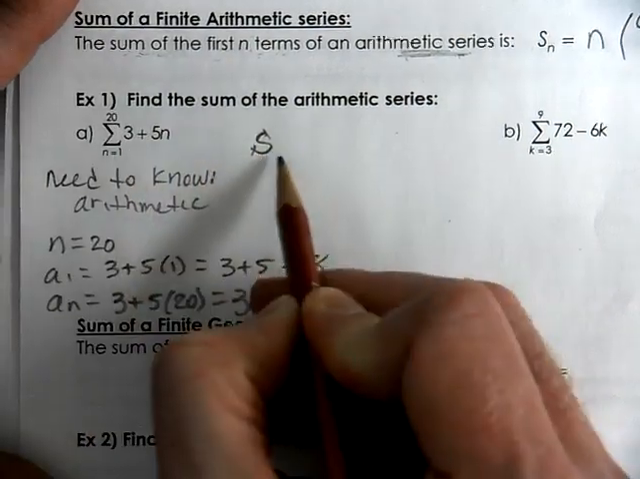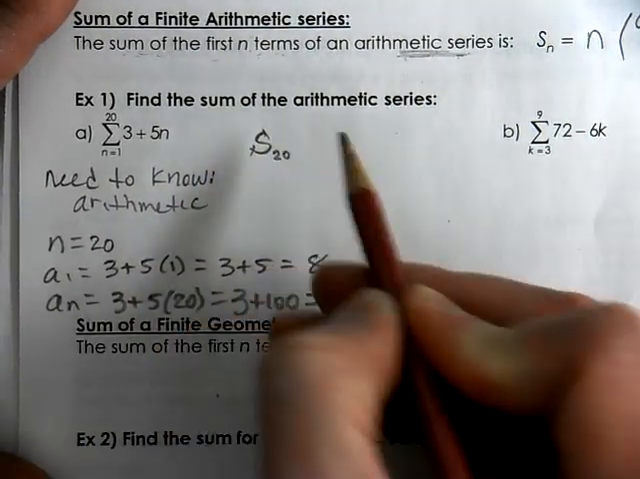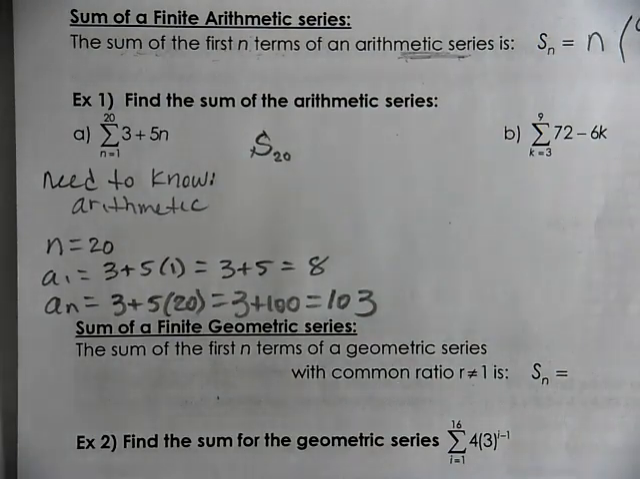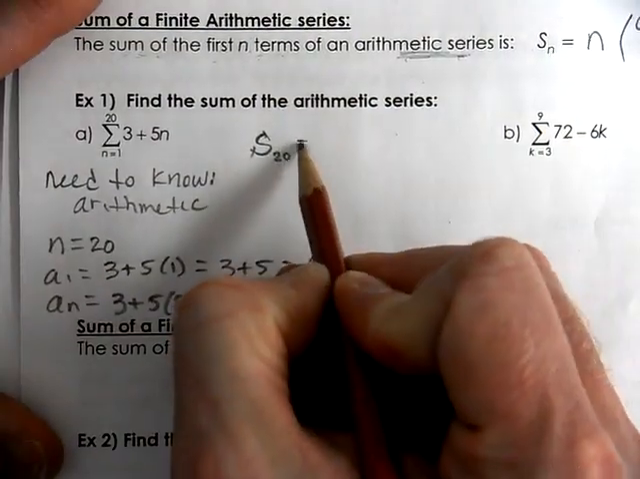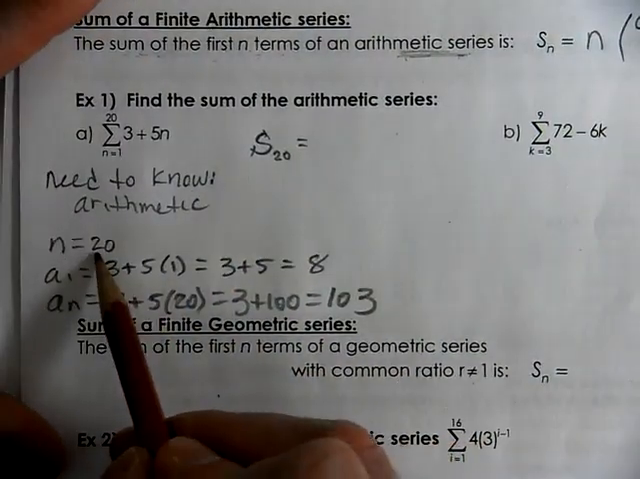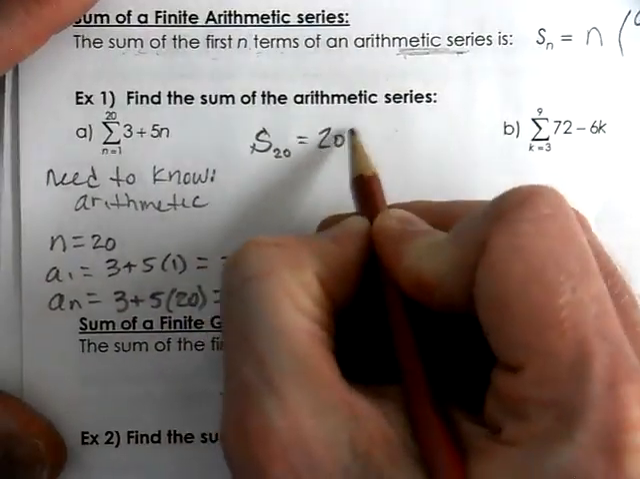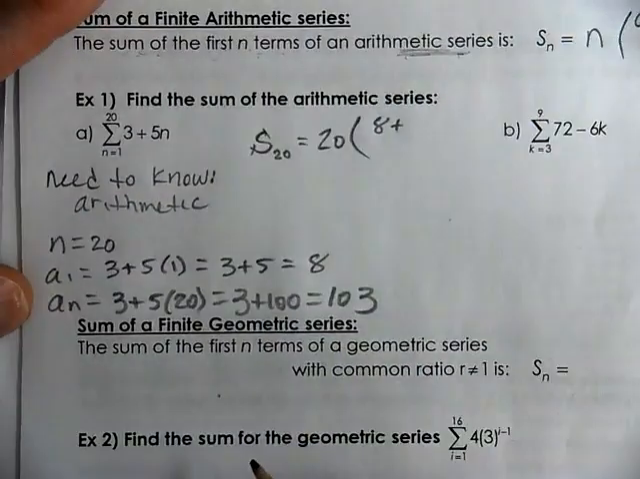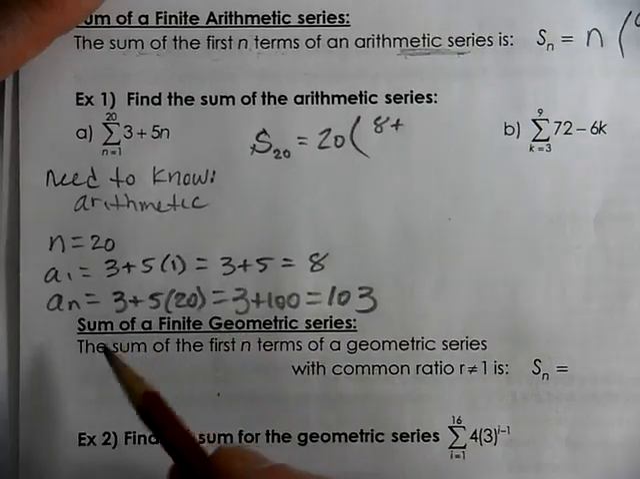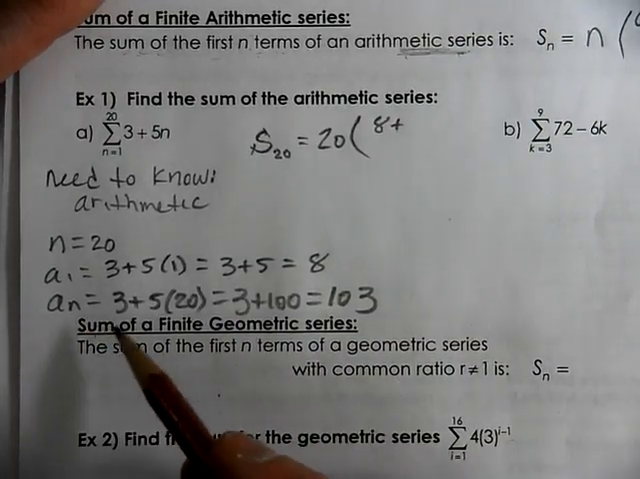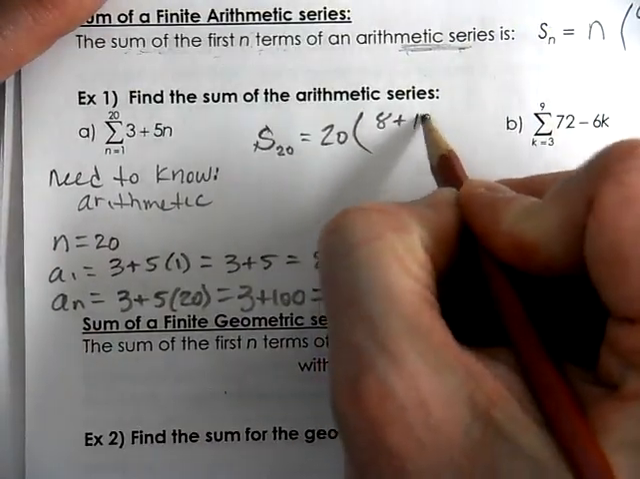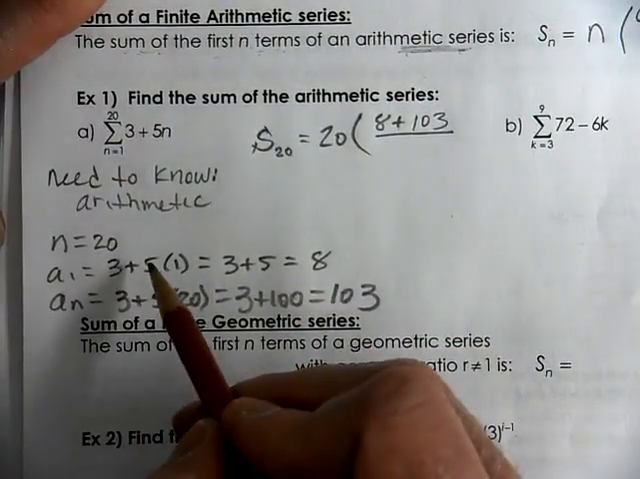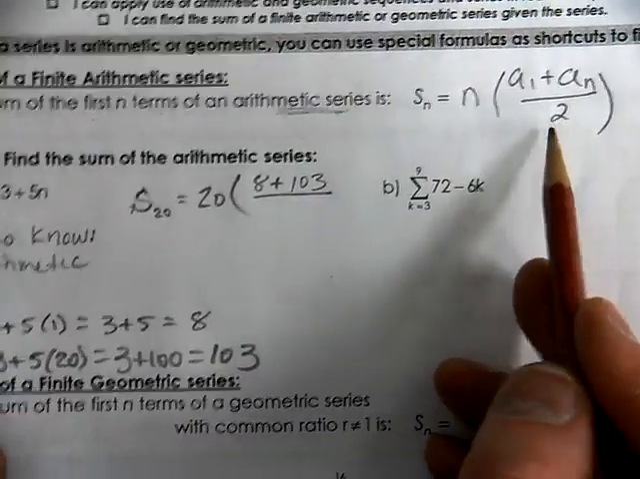So it would be good to call it the sum of 20 terms, but it's fine to call it S of n. I do it about half the time. We know the number of terms is 20, so n is still 20. A of 1 is 8, plus A of n, or the last term, which is the 20th term, A of 20, is 103. And we're dividing that using our formula by 2.